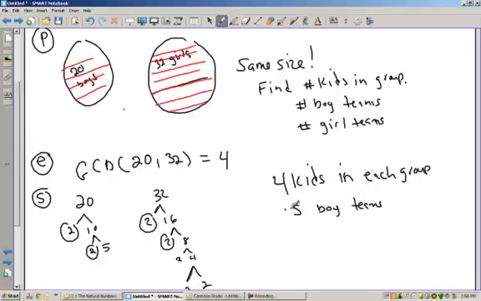And you could find this also, let's do it like this. Let's say boy teams is equal to, you could do 20 over 4, right? Be a little bit fancy, 20 over 4. That's equal to 5. And then girl teams, I can count them up just by sectioning them off up here and say 8. Or I could be a little bit fancy and say it's actually 32 divided by 4, which is equal to 8. All right, so 4 kids in each group, 5 boy teams, and 8 girl teams.